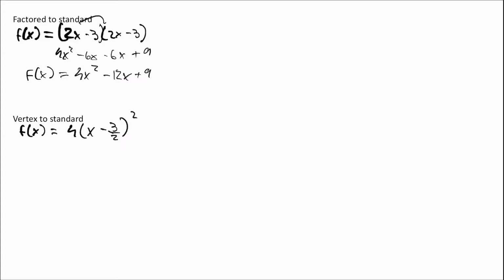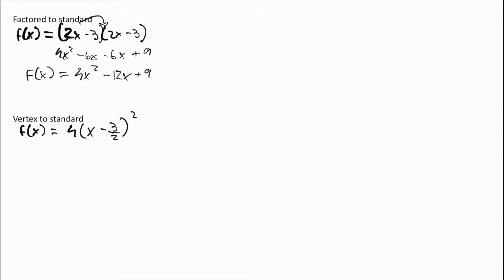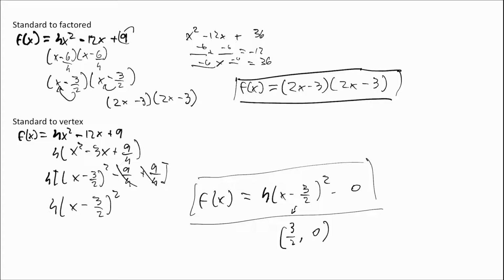You see what I did here? I just FOILed this. I am expanding this. FOIL, FOIL. Okay, then I get my standard form. And you see that I used as an example for my factored form 2x minus 3, 2x minus 3, which is the exact answer that I got here. And then you see that by expanding this, I got 4x squared minus 12x plus 9, which is my standard form that I had before, proving that my answer is correct.